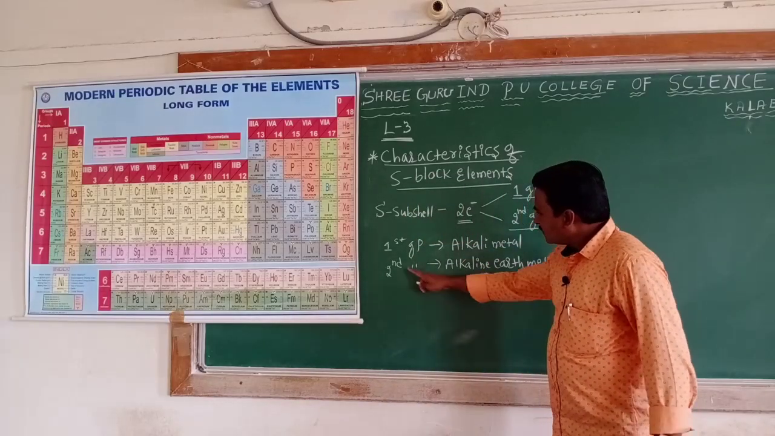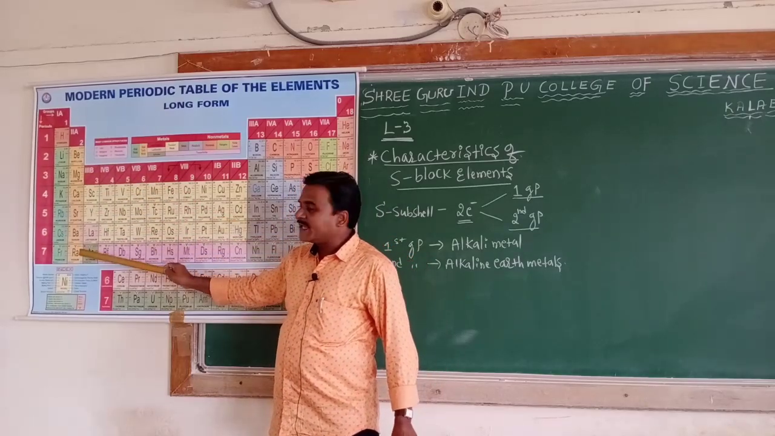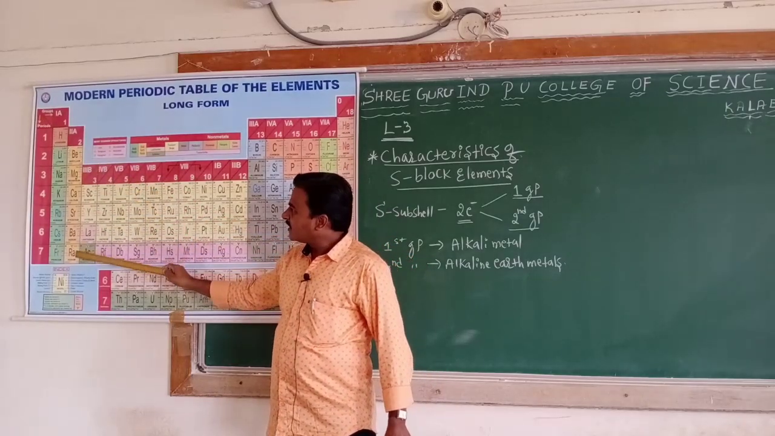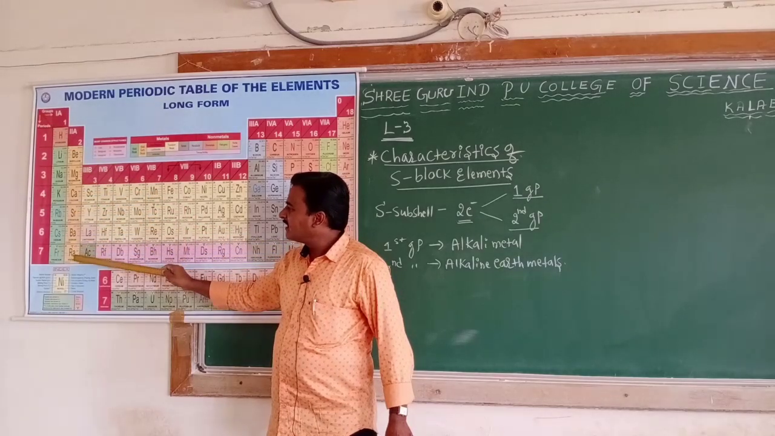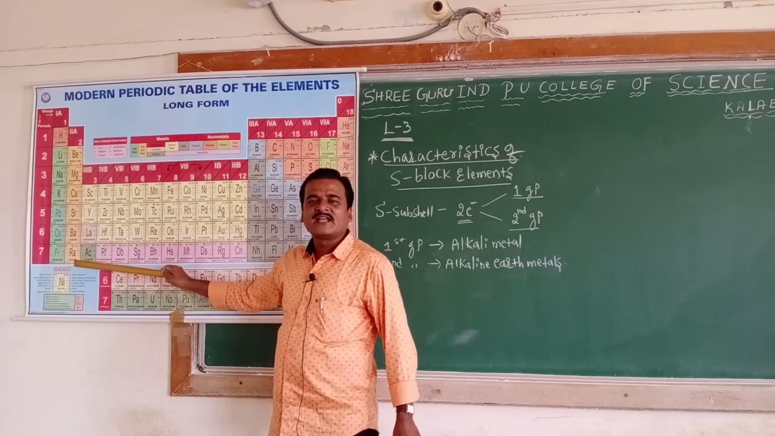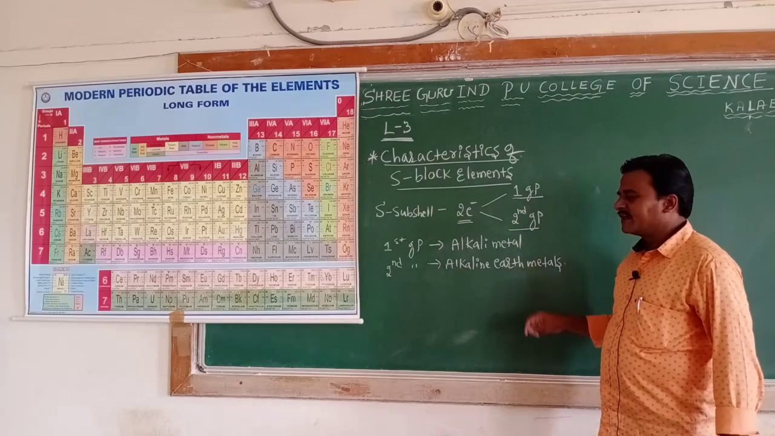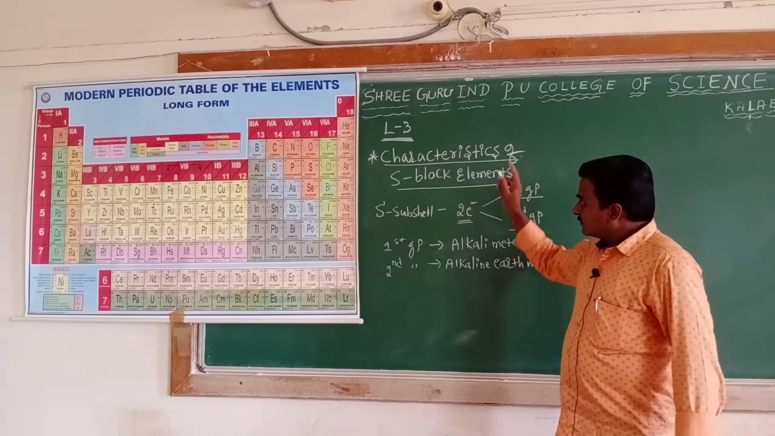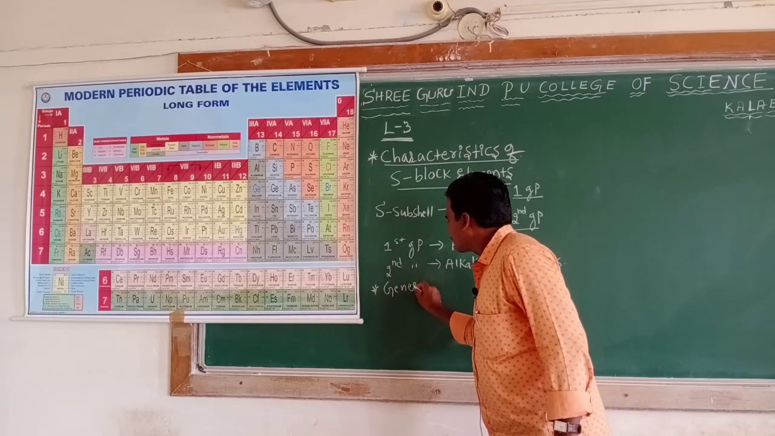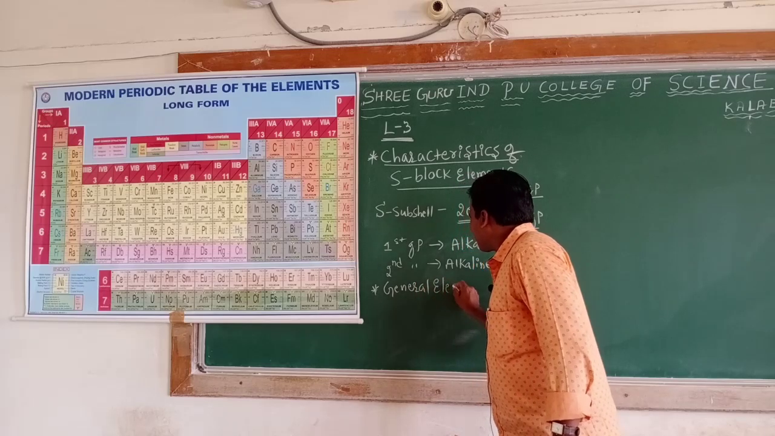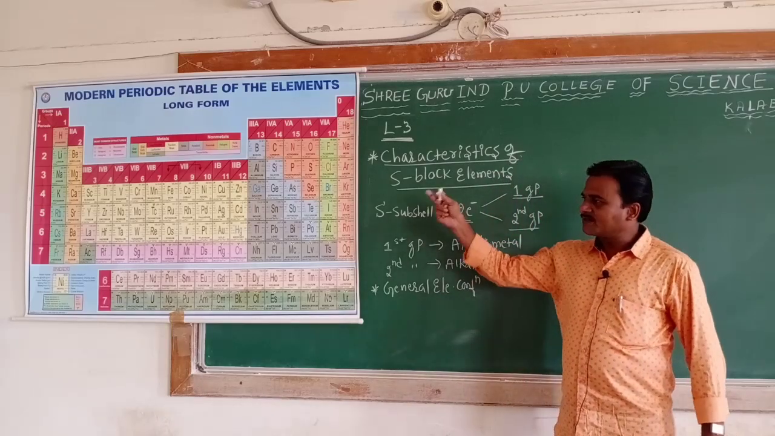And second group elements are from beryllium to radium: beryllium, magnesium, calcium, strontium, barium and radium. So those are the second group elements, which are called alkaline earth metals. The main basis is their electronic configuration, on which they were classified.